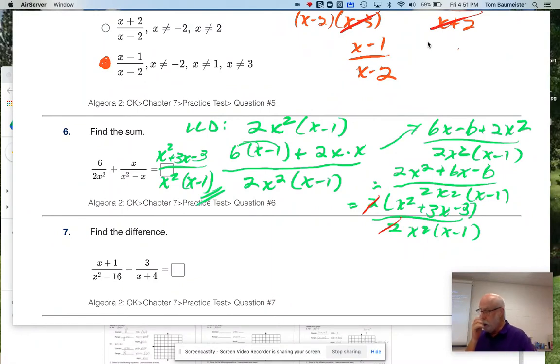All right, on the next one, let's find the difference. So we're going to kind of do the same thing here. Let's see if we can find a lowest common denominator. So on the bottom one there, this one here is going to become an x plus 4, x minus 4, because it's a difference of squares. So what is my lowest common denominator on here? Well, you're going to tell me it's x plus 4, x minus 4.